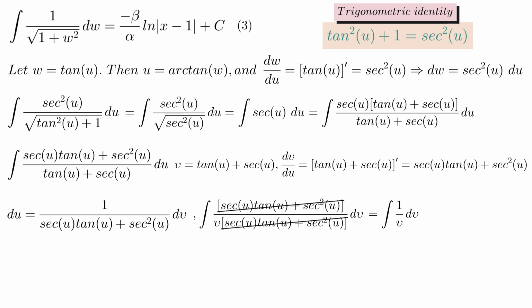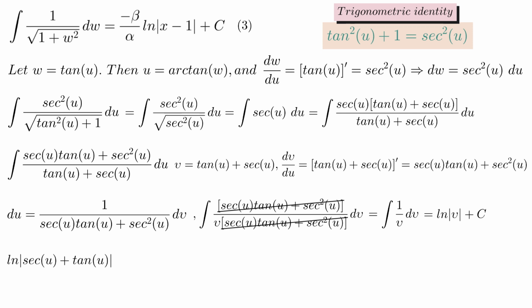Hallelujah. That's why we went through this whole song and dance with these substitutions, my friends. And so we know the antiderivative of 1 over v. That's easy. It's just the natural logarithm of the absolute value of v plus the constant of integration, c. Now we substitute back the variables, and we get the natural logarithm of the absolute value of tangent u plus secant u.